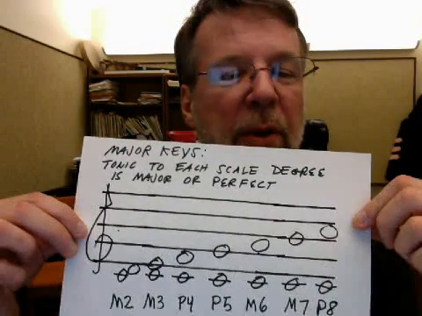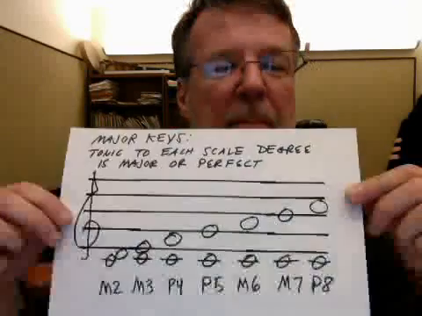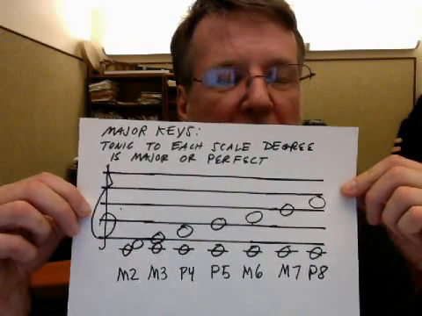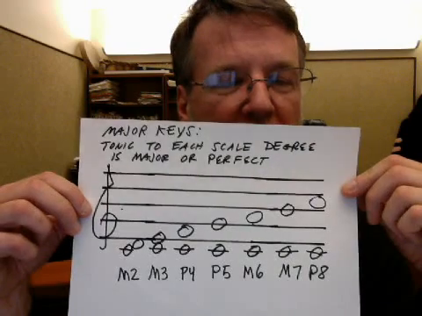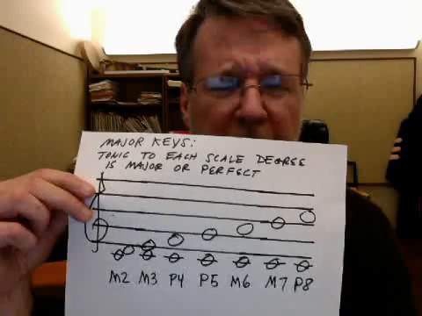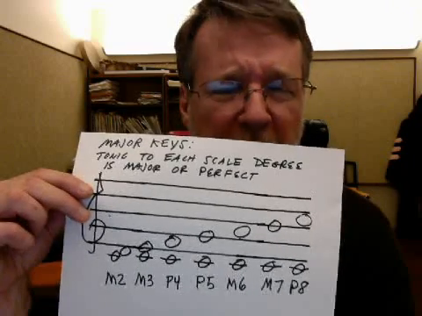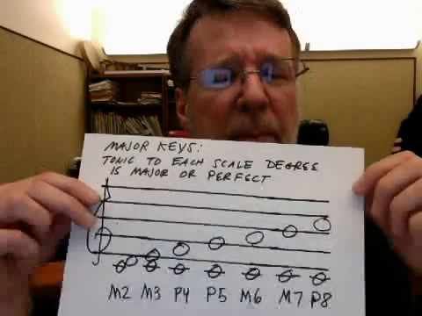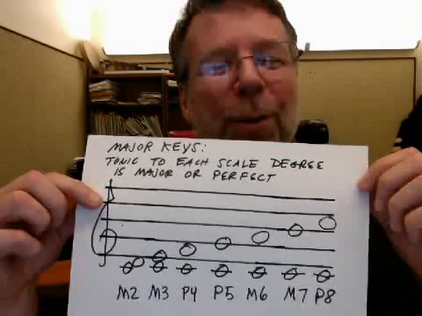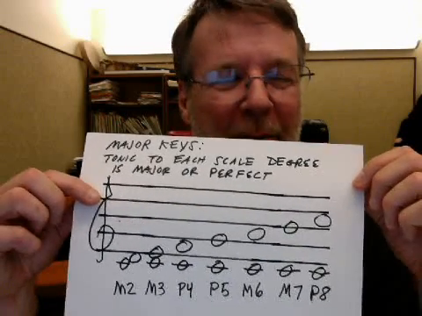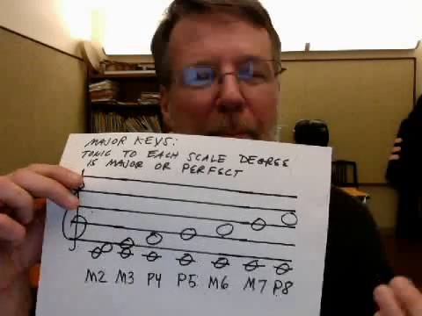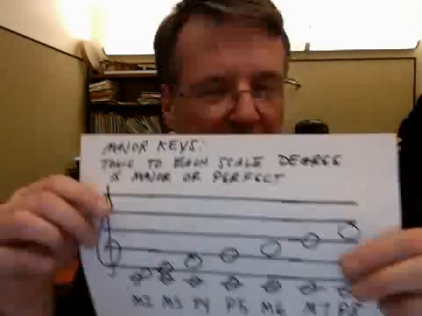From the tonic to the third degree, or the mediant, is a major third. From the tonic to the fourth degree is a perfect fourth. From the tonic to the fifth degree is a perfect fifth. Tonic to the sixth is a major sixth, and the tonic to the seventh is a major seventh. And the tonic up to the tonic an octave above is a perfect octave. So we've got major second, major third, perfect fourth, perfect fifth, major sixth, major seventh, and perfect octave.